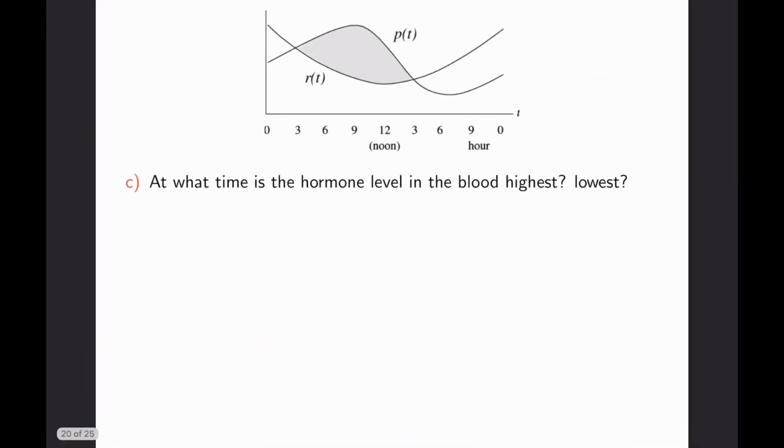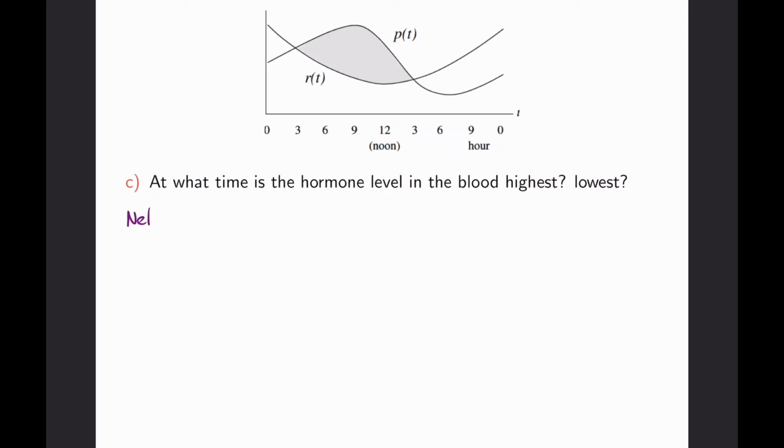On the other hand, what if we ask about the hormone level? Again, recall that the graph represents rates. The hormone level, therefore, must be something that we calculate slightly differently. When is the hormone level the highest and when is it the lowest? Let's think about how the amount of hormone changes in the body over time.